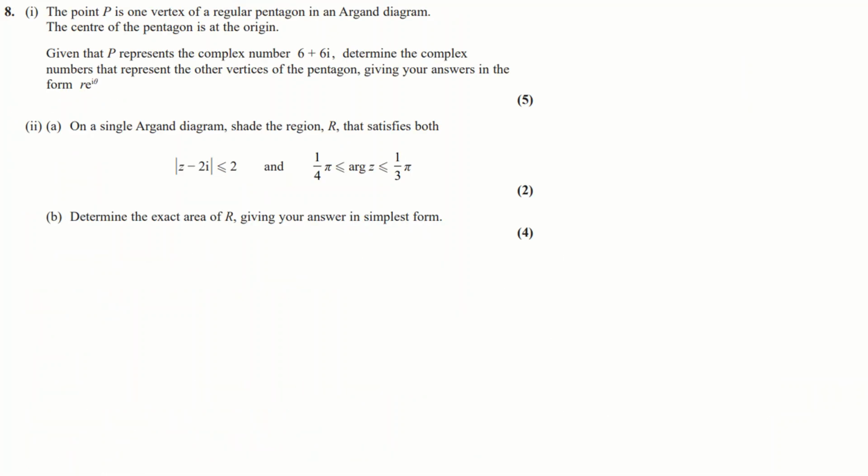Good, yeah. So question number 8. I think there are 9 questions here from memory. So we have point P is one vertex of a regular pentagon in the Argand diagram. The center of the pentagon is at the origin. So we have one point on this pentagon, and we want to know where all of the other points are.